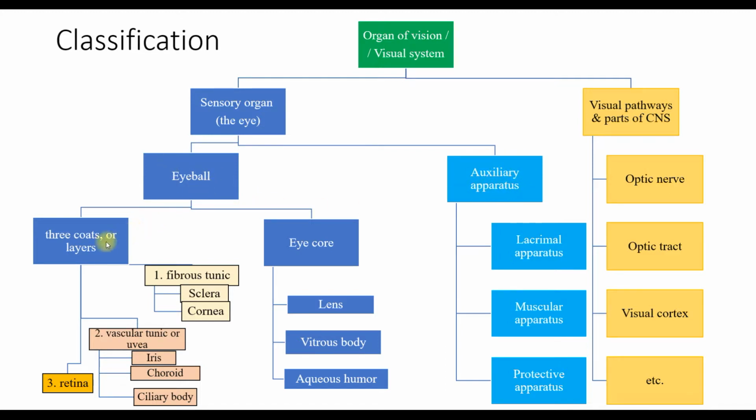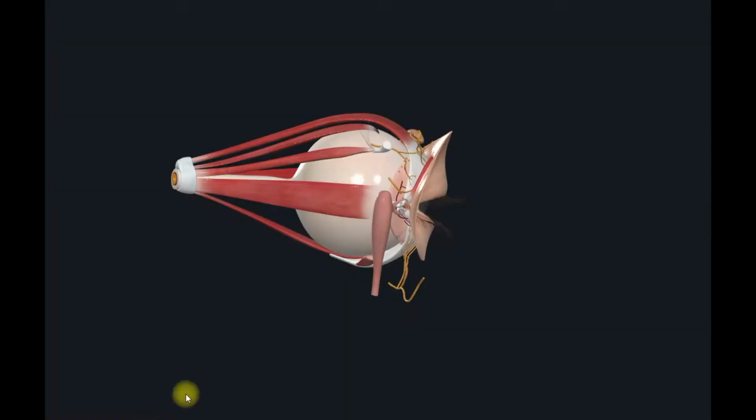The eyeball consists of three layers, or coats, and the eye core. The three layers are fibrous, vascular, and retina. Each of them consists of the next parts: the fibrous tunic has the sclera and cornea. The vascular consists of the iris, choroid, and ciliary body, and retina has two parts, blind and visual part. Auxiliary apparatus consists of three main parts: the lacrimal apparatus, the muscular apparatus or movement apparatus, and protective apparatus. The connective tissues which surround the eye, the conjunctiva, etc.